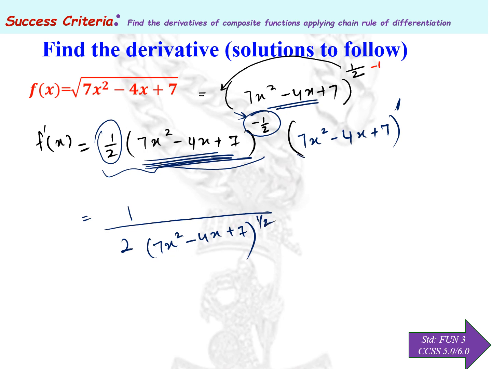Now here take the derivative of this inner function. So 7 times 2, we can write here 14x. From the power subtract 1, you will get 14x minus the derivative of 4x, which will be only 4. The derivative of the constant is 0, so no need to write it. Now either stop over here, or you can simplify more.